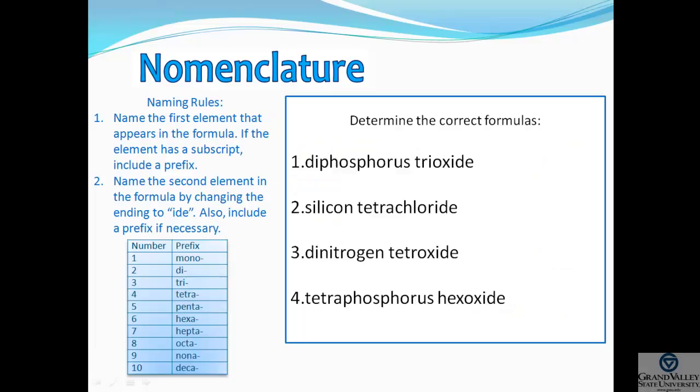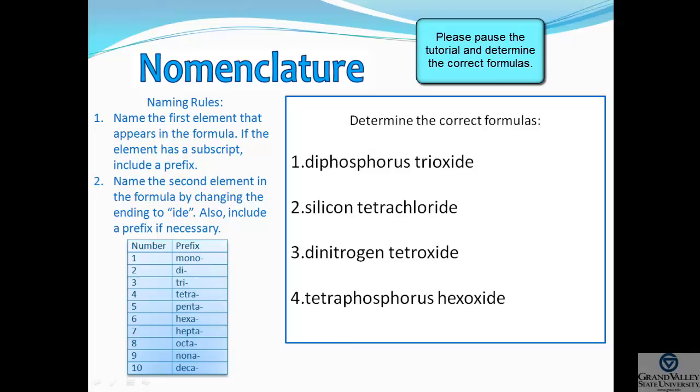Now let's try another set of problems. Please pause the tutorial and determine the correct formulas.